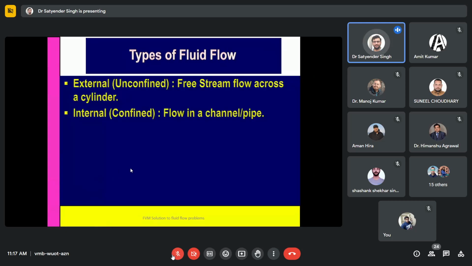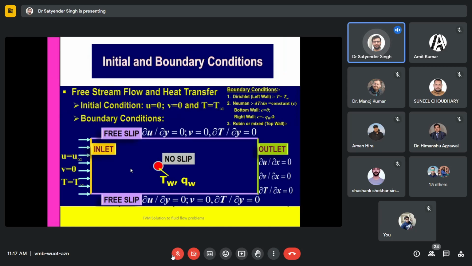Then, the types of fluid flow we generally encounter in engineering or real-world situations are external and internal flow. One example I quote here is the free stream flow across a cylinder, and for internal confined flow, a channel or pipe. So we need to understand the initial and boundary conditions for a CFD problem. I'm just showing you flow across a cylinder as a problem where we have to create a geometry, and before creating a geometry we need to perform a geometry independence test for open channel flow or open flow.